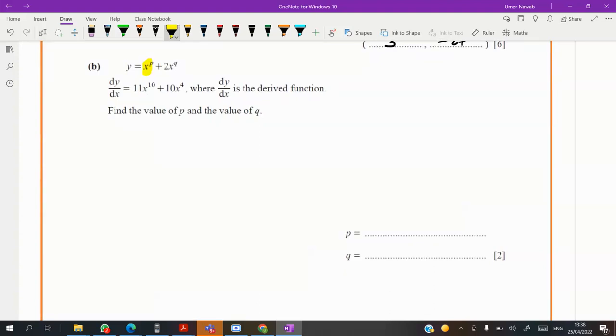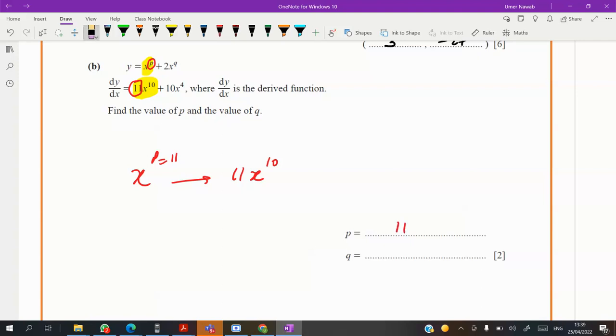Next question. He said this was differentiated. We got 11x^10. It is obvious that P was 11. Why? Because when you differentiate it, 11 goes back, and we write here 10. Clear? So P has to be 11.